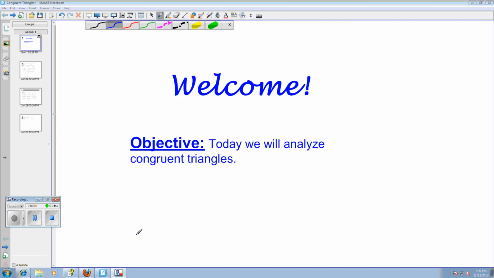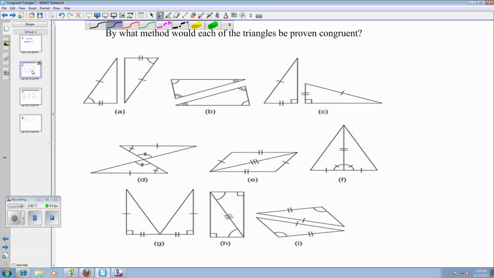Alright, so today we are going to be analyzing congruent triangles and practicing using some of the postulates that you learned yesterday. If you need to, take a minute and review all of those different ones that we took notes on yesterday before continuing on. Here are several examples to help get you started.